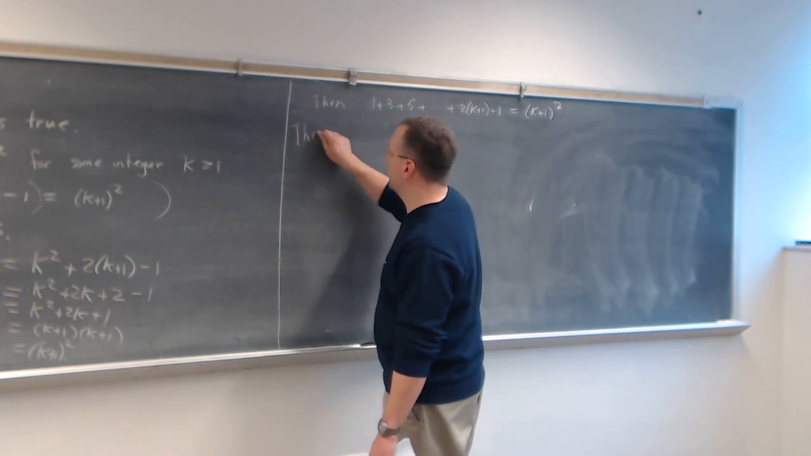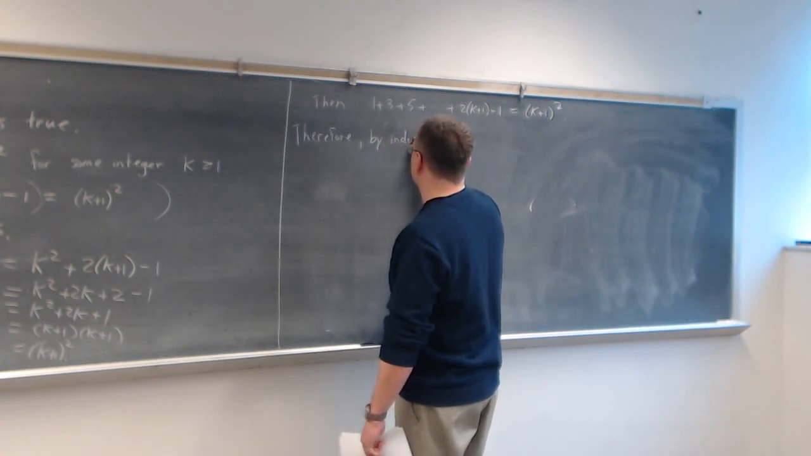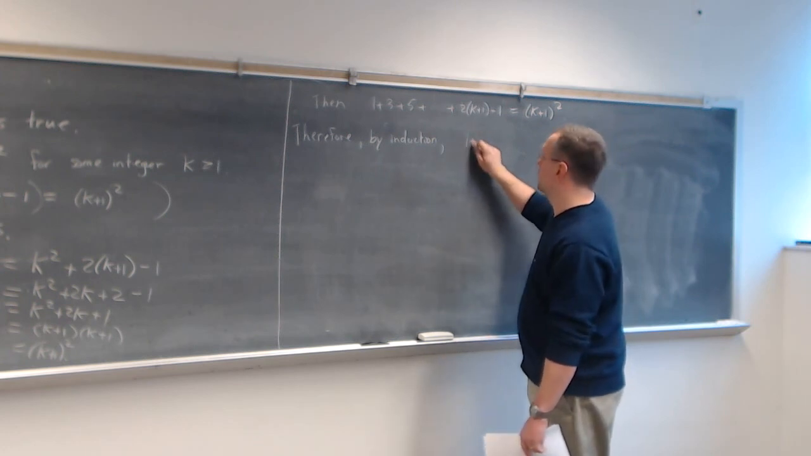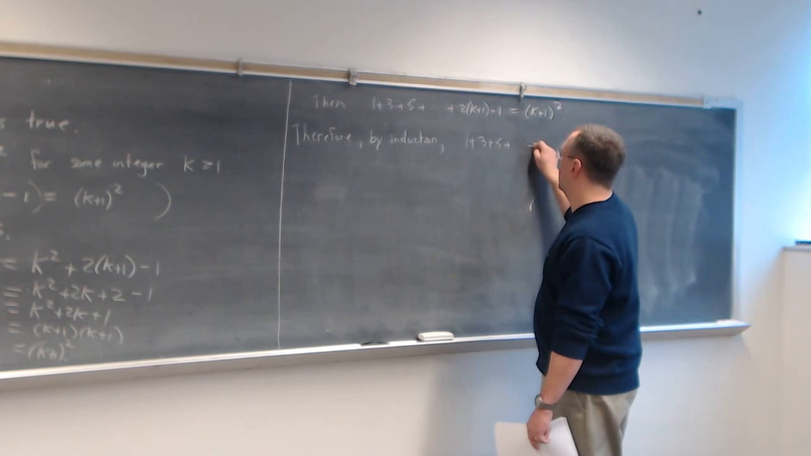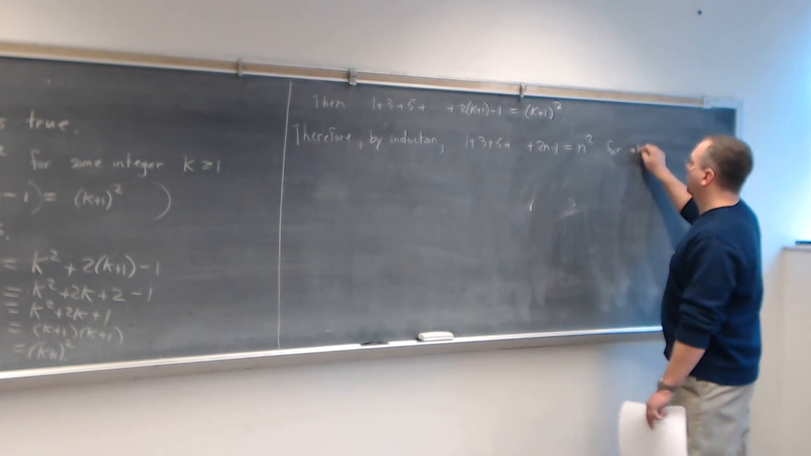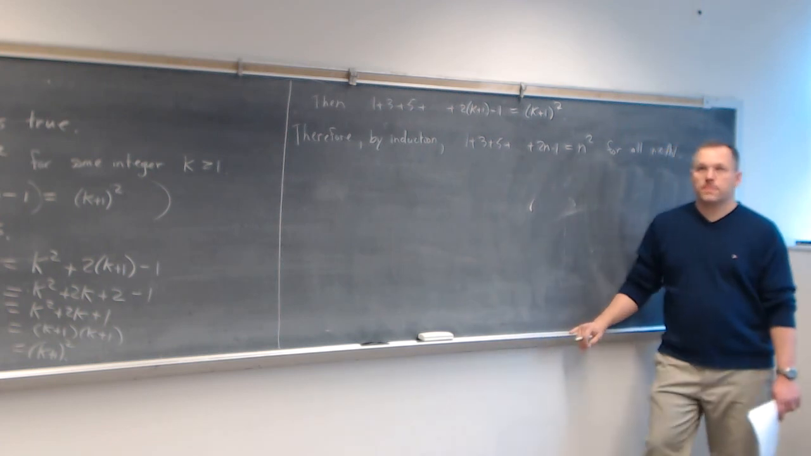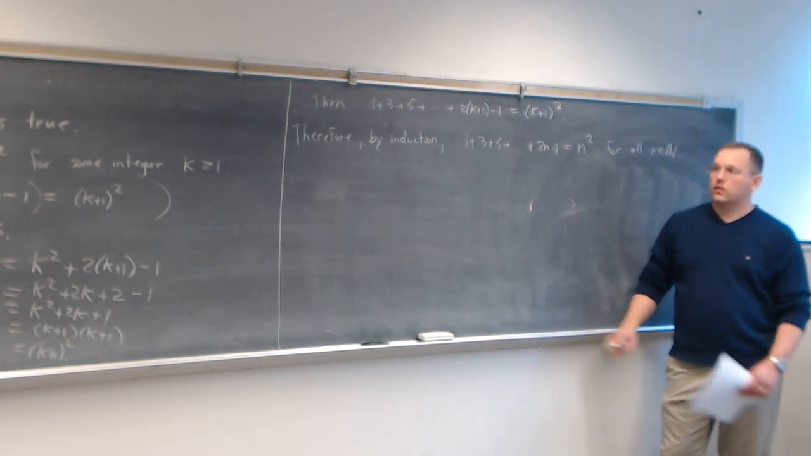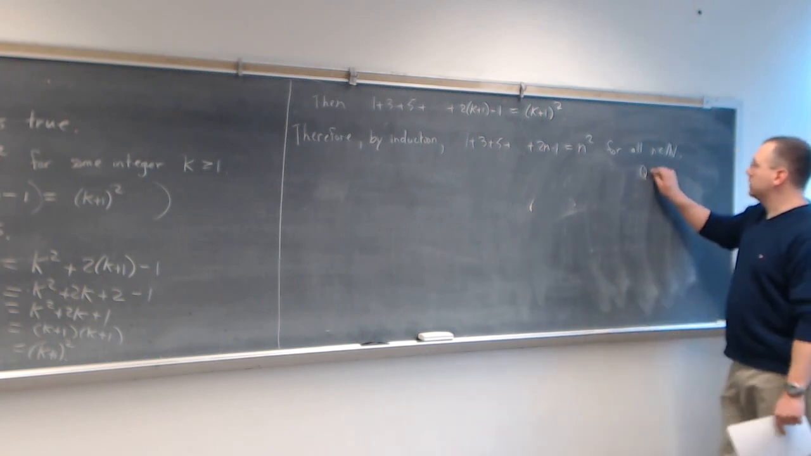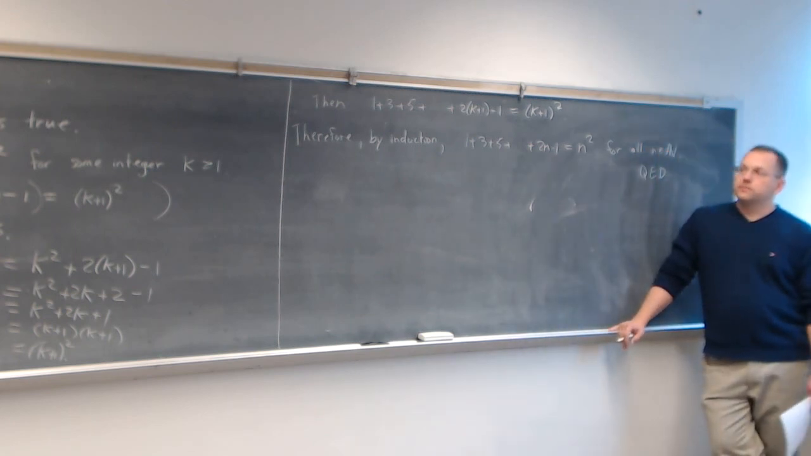And then we can conclude the whole proof by saying, therefore, by induction, the statement is true for all n. So 1 plus 3 plus 5 up to 2n minus 1 does equal n squared for all natural numbers n. Questions? First proof by induction, we'll give that a QED. Okay.